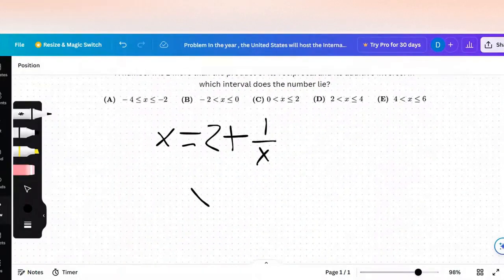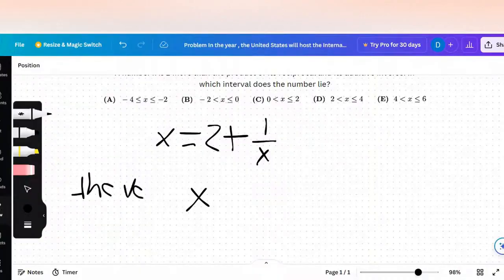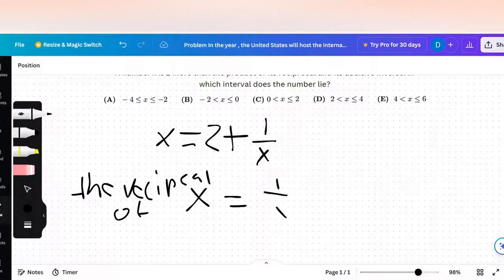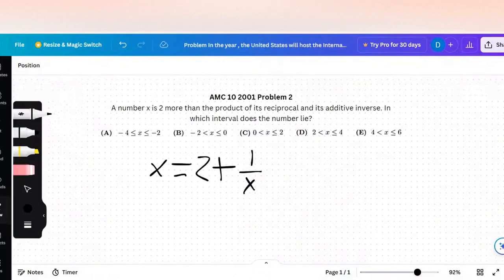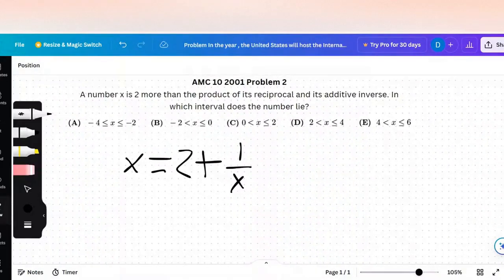So the reciprocal of x is equal to 1 over x. So it's just basically flipping the number, as my teacher once taught me. So we have the product of its reciprocal and its additive inverse.